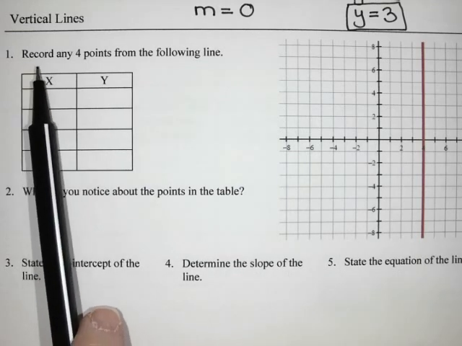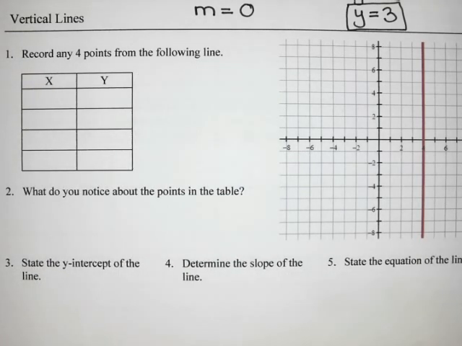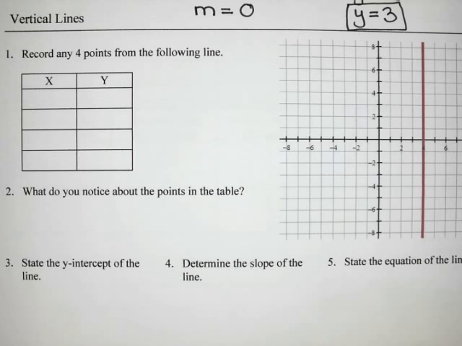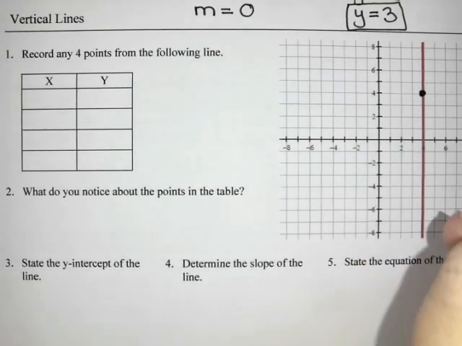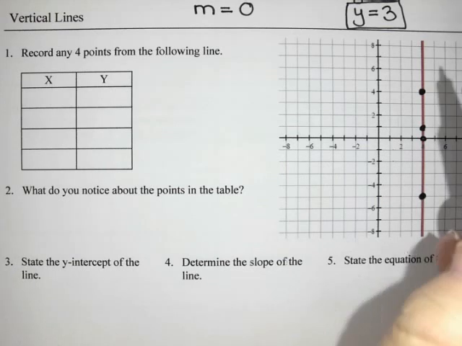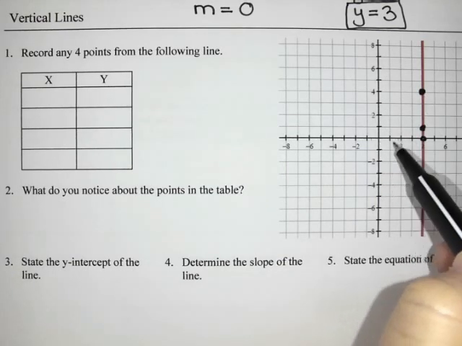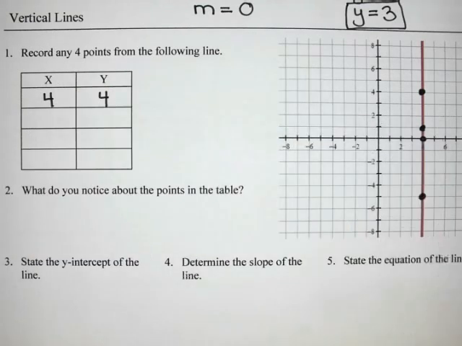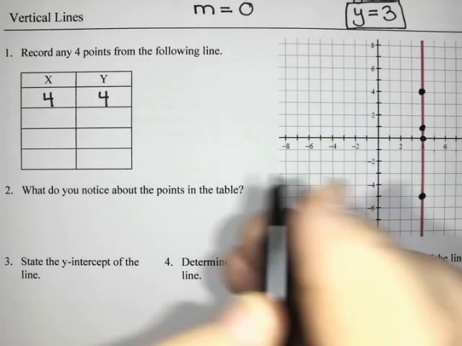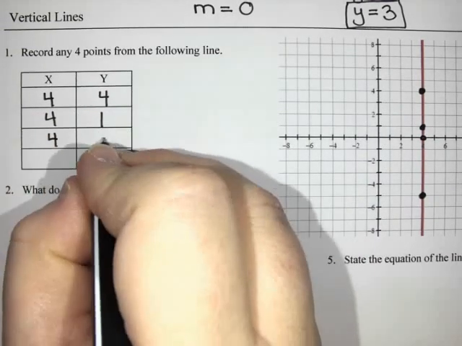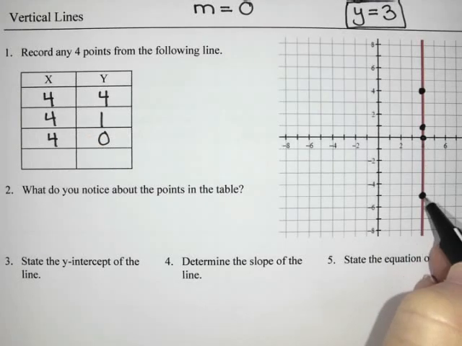And our first question here says record any 4 points from the following line. So like I did last time, I am just going to choose at random 4 points off that line. It really doesn't matter which 4. I think I'm going to pick this one, and this one, and this one, and this one. So I'm going to start at the top. This would be the point 4 and 4. This point here is 4 and 1. This would be 4 and it hasn't moved, so 0. And this is 4 and -5.